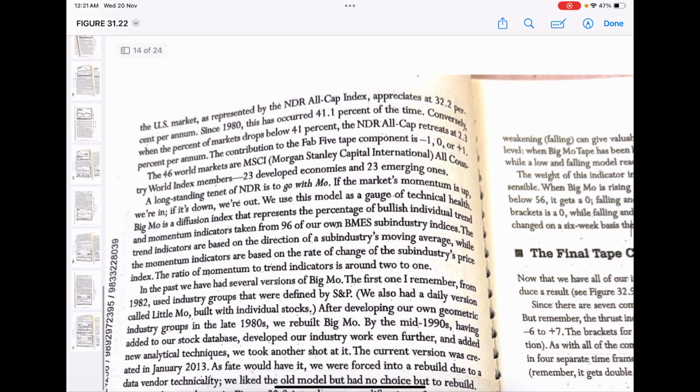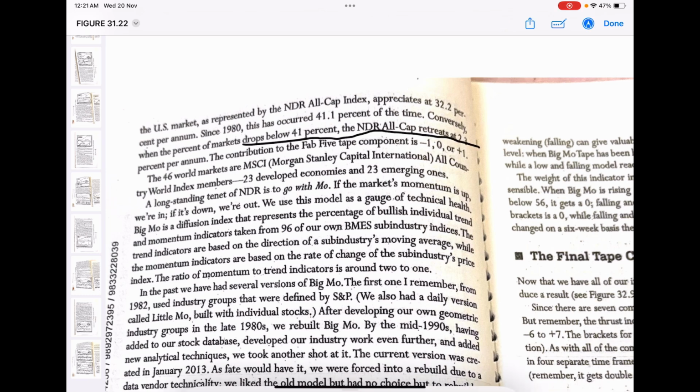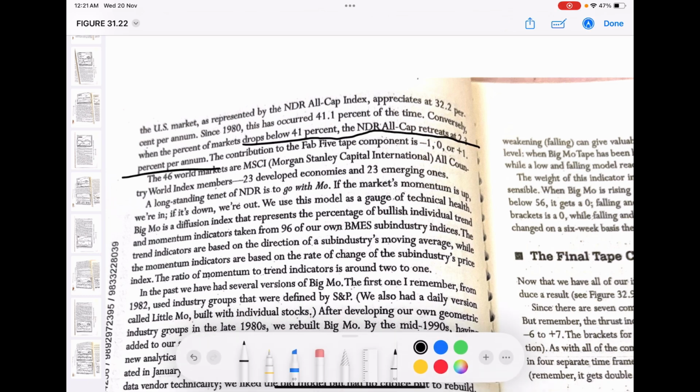Whenever the global markets are at a majority above the 50-day moving average, then the US market also is giving us gains. Conversely, when the percent of markets drops below 41%, the NDR All Cap retreats 2.3% per annum. The contribution to the Fab 5 component is minus 1, 0, or 1.